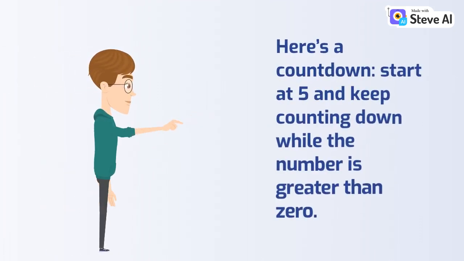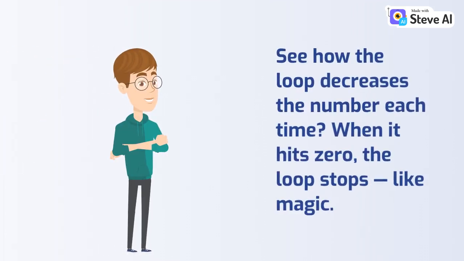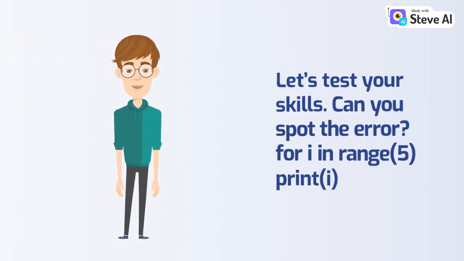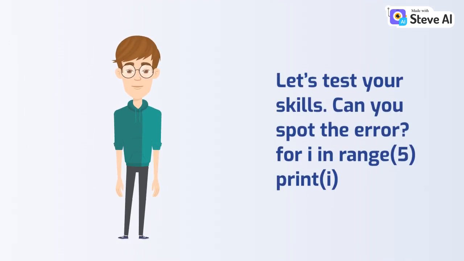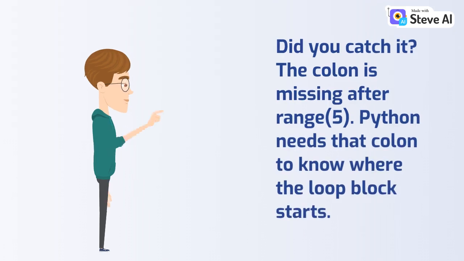Here's a countdown. Start at 5 and keep counting down while the number is greater than 0. See how the loop decreases the number each time? When it hits 0, the loop stops, like magic. Let's test your skills. Can you spot the error? for i in range 5 print i. Did you catch it? The colon is missing after range 5. Python needs that colon to know where the loop block starts.